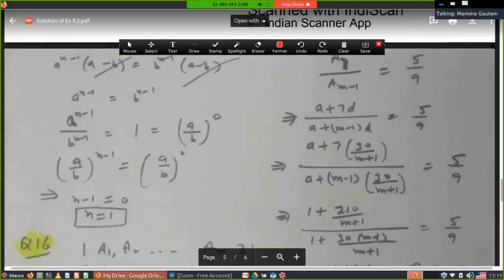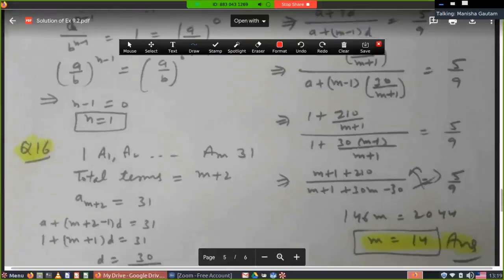Now come to the next question, number 16. As it is, read the statement. Between 1 and 31, m numbers have been inserted in such a way that the resulting sequence is an AP. It means that in between 1 and 31, m arithmetic means are inserted. Then you have to find out the value of m. Now how to do the question? In between 1 and 31, you are inserting m terms.